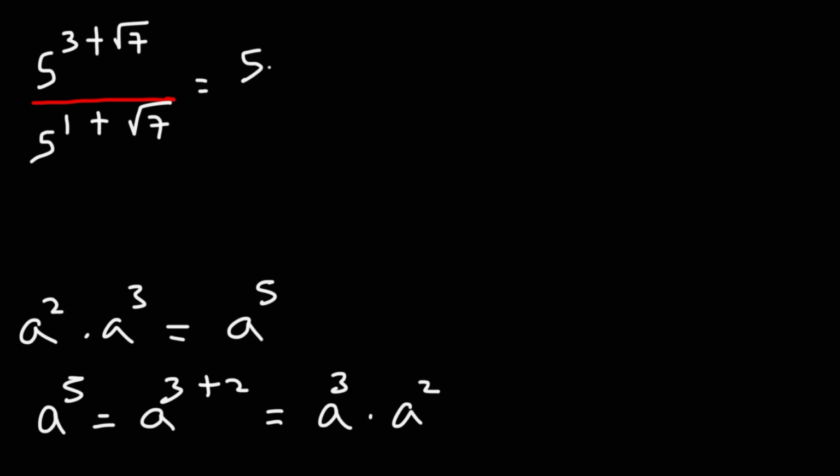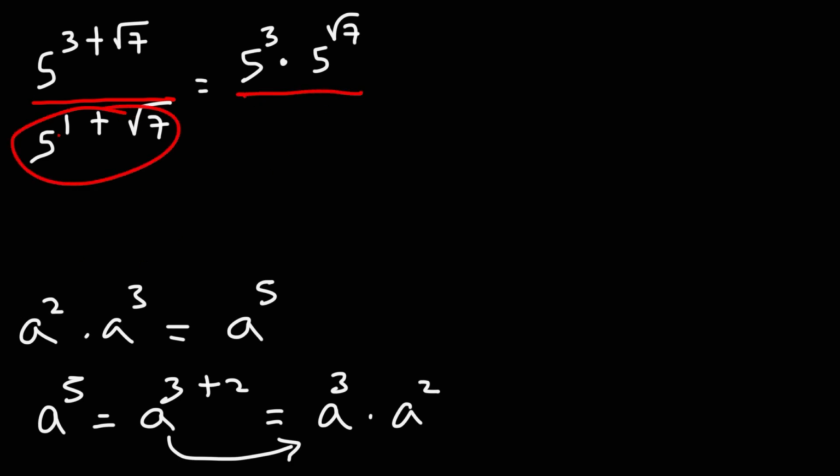So we can write this as 5 to the third times 5 to the square root of 7, which is what we just did here. We basically split it into two parts through multiplication. Now we could do the same for the bottom. So we can write that as 5 to the first power times 5 raised to the square root 7.